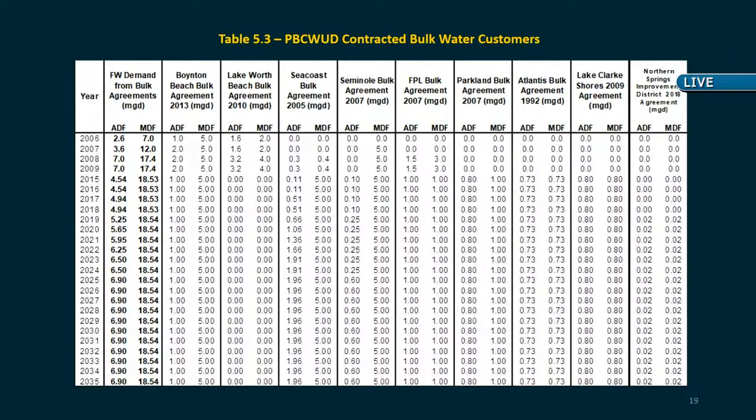So this is just a summary of the contracted agreements that we have with those 8 customers. It has a projected demand of about 6.9 million gallons per day, with the max demand up to 18.5 million gallons per day. These are all sourced by our various bulk agreements that we have with the various agencies that was signed by the County Board of County Commissioners.